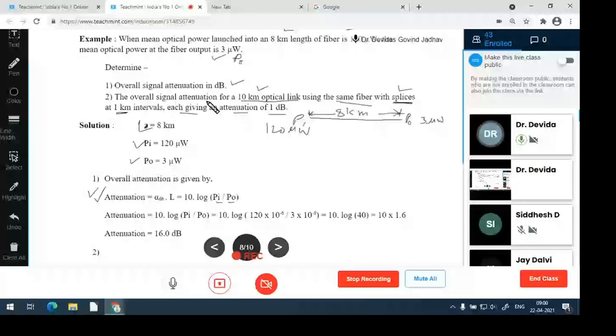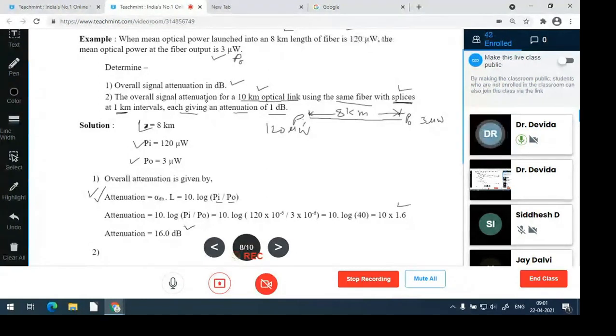So substitute: 10 log of Pi, which is 120 into 10 raised to minus 6, divided by PO, which is 3 into 10 raised to minus 6. The 10 raised to minus 6 cancels. 120 by 3 is 40. So 10 log 40. Log 40 is 1.6, so it is 10 into 1.6, and attenuation comes out to 16 dB.